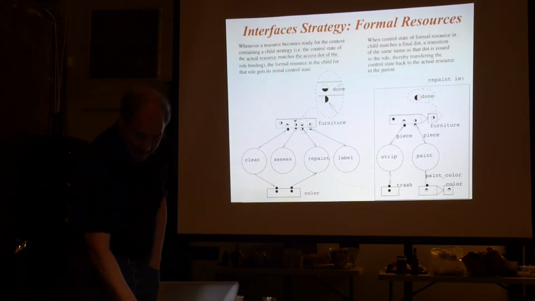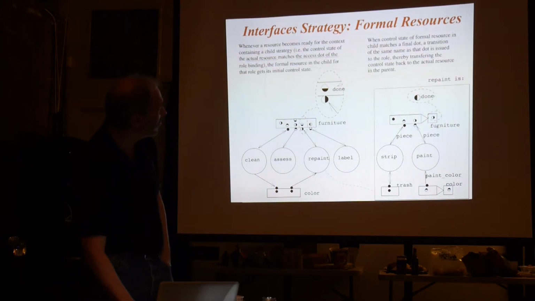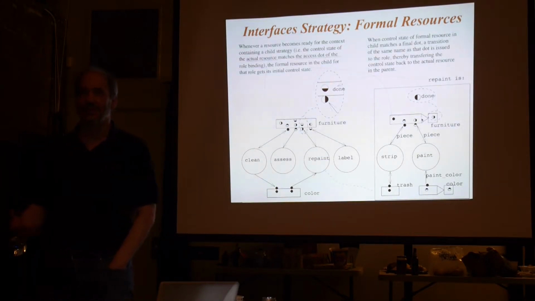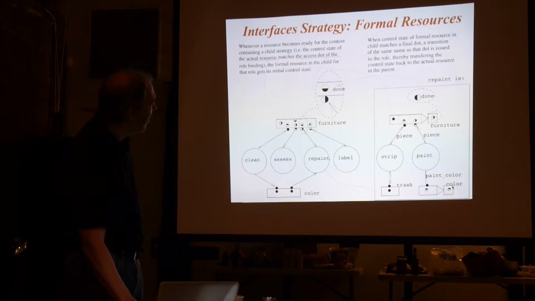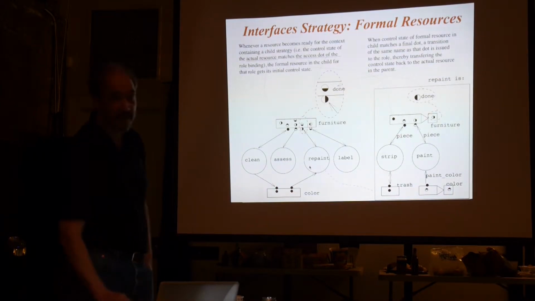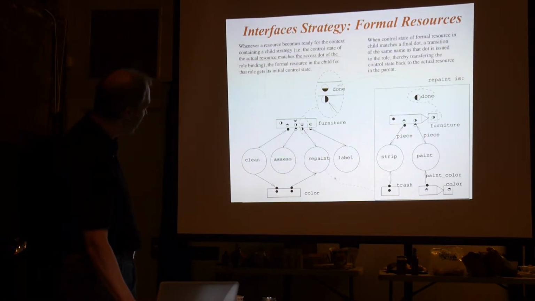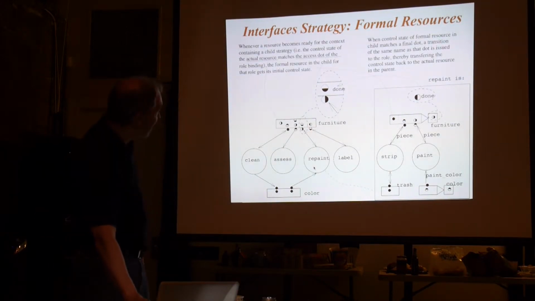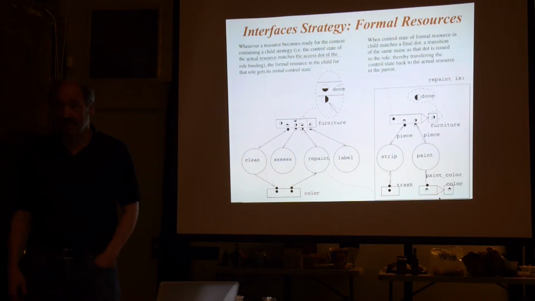And the answer is, if we consider this little thing on the right, the strategy, there's a special kind of resource called a formal resource, which is shown with a little triangle here, and that represents a role. So this particular strategy has two roles, one named furniture, one named color. When this strategy, which is called repaint, is put into a context in another strategy, well, look at that, it has two roles, and one is bound to furniture and one is bound to color here. And so the content state of this actual resource is basically equivalent to the content state of this formal resource, and same with color when that's activated. Now what about the control state?